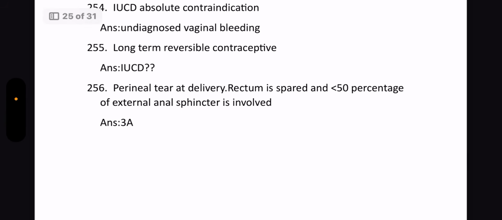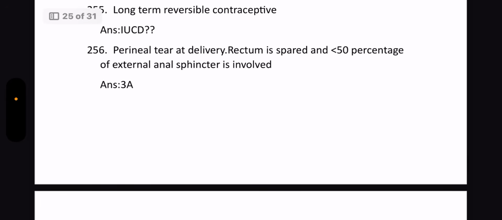IUCD absolute contraindication: undiagnosed vaginal bleeding. Long-term reversible contraceptive, a doubtful question. Most probably the answer should be IUCD, but I'm doubtful whether this question was there or not. So if you know about it, we can discuss it in the Telegram channel.